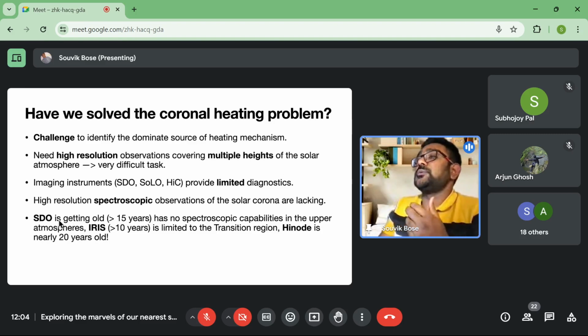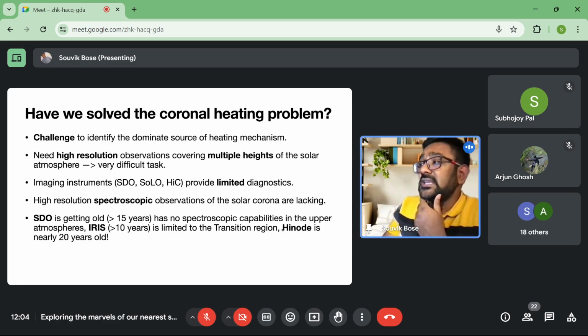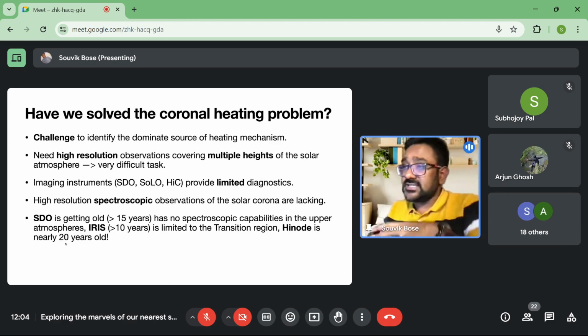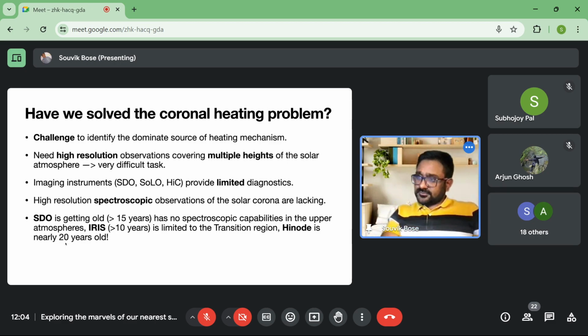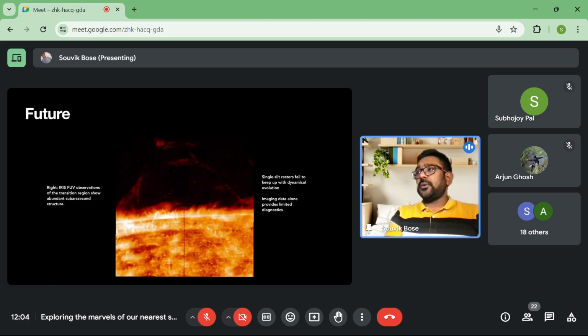And all these telescopes, they're getting old, right? SDO is 15 years old, IRIS is more than 10 years old now, and it's limited to the transition region. And Hinode was launched nearly 20 years ago in 2006, but Hinode is just the photosphere. So we need something new to understand the coronal heating problem better.